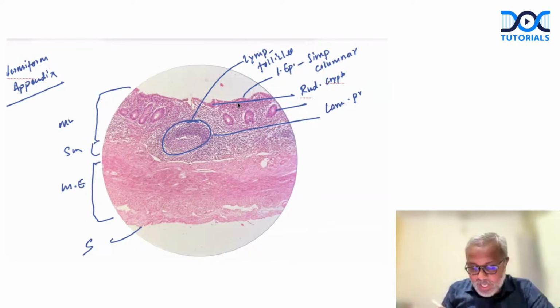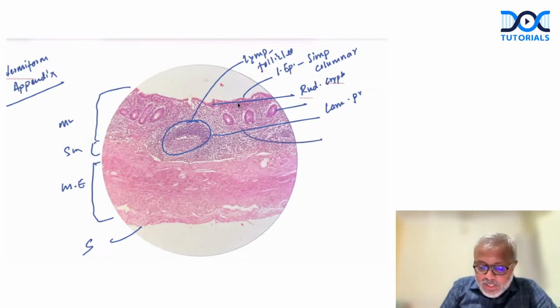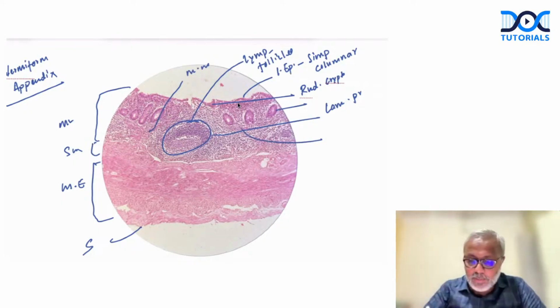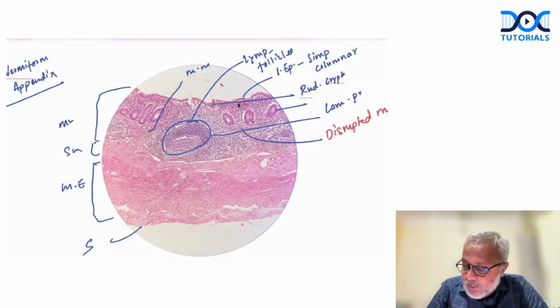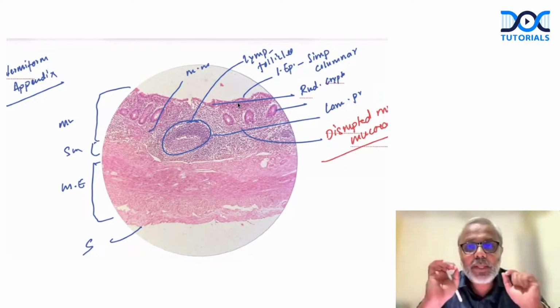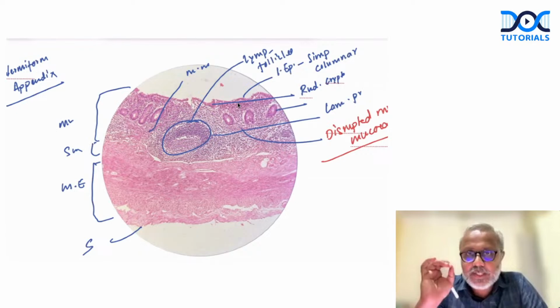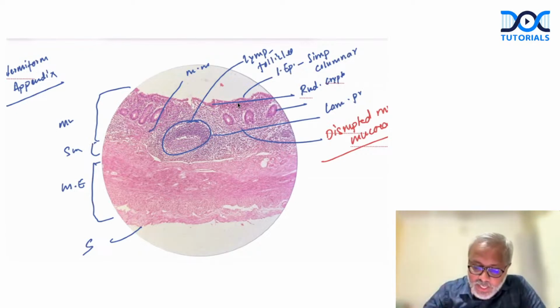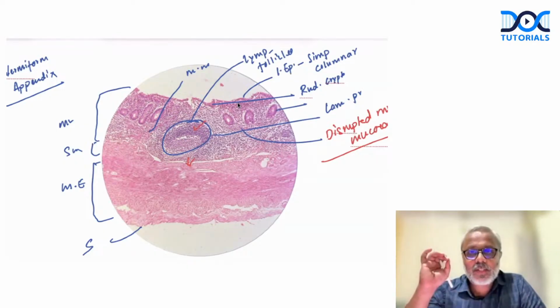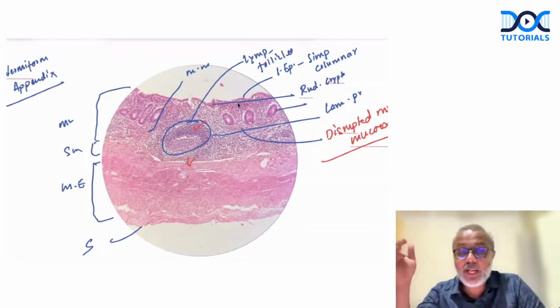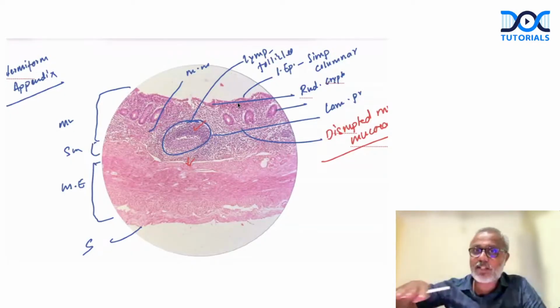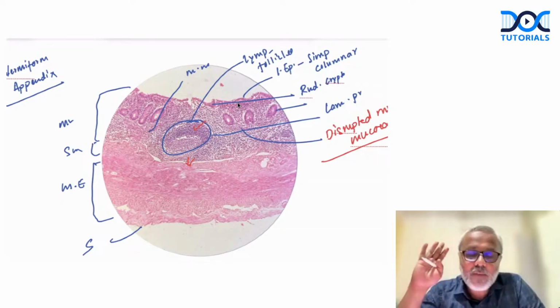This is the mucosa. Then if we see, we can see faint muscularis mucosa, which is not well defined. Now remember, this is a very peculiar feature of vermiform appendix. Disrupted muscularis mucosa is one of the typical features of vermiform appendix. This is the reason why the lymphoid follicle appears to extend into the submucosa. Basically present in lamina propria, it seems to extend into submucosa because of disrupted muscularis mucosa. This is how we identify it.